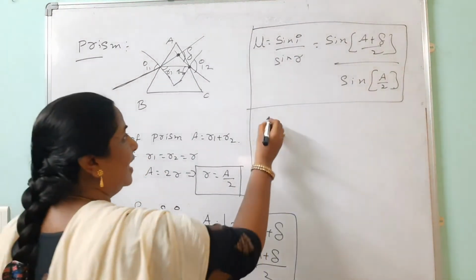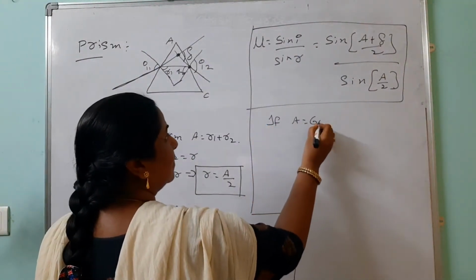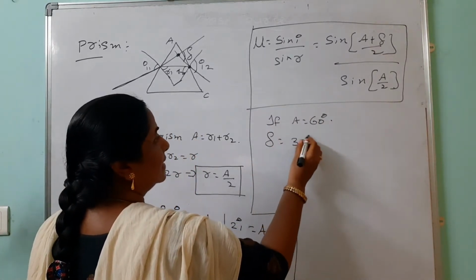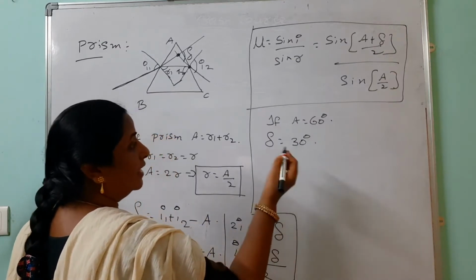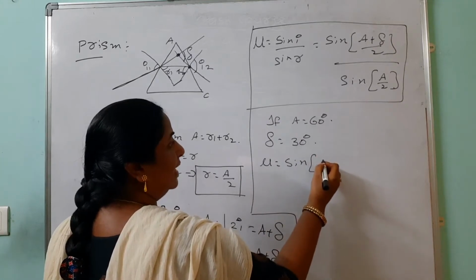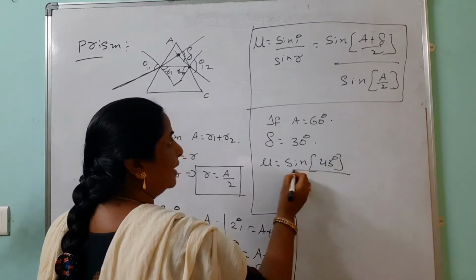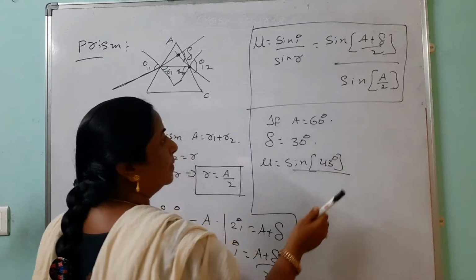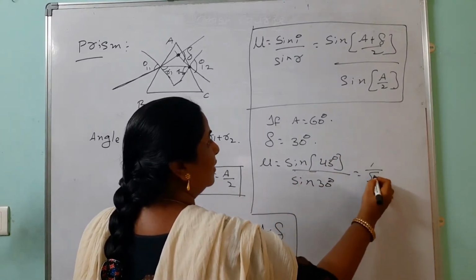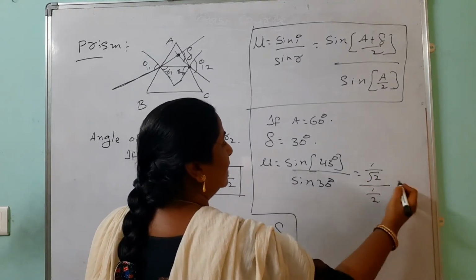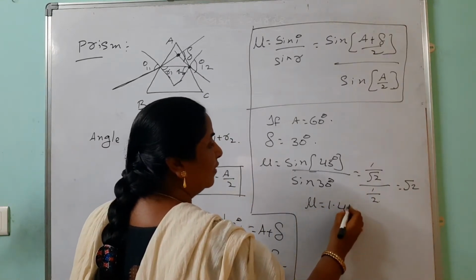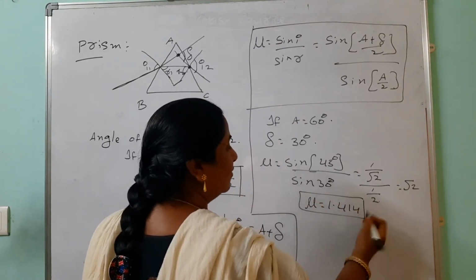Look here. If A equals 60 degrees, then delta we can take as 30 degrees. Then how to find out the refractive index of the prism? Mu equals sin of (A plus delta) by 2. 90 by 2 is 45 degrees, and the angle of the prism 60 by 2 is 30, so this is sin 30 degrees. So this is 1 by root 2 divided by 1 by 2. Then after simplification, this is root 2. Mu value is 1.414. You know that there is no unit for the refractive index.